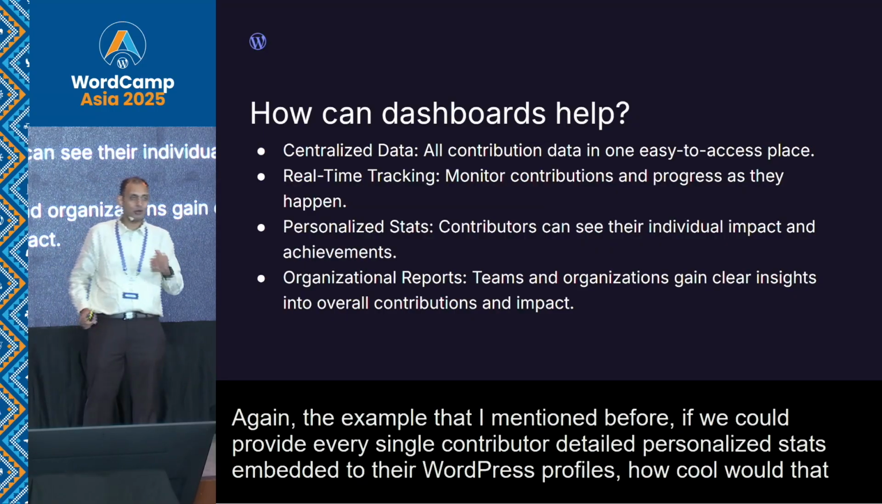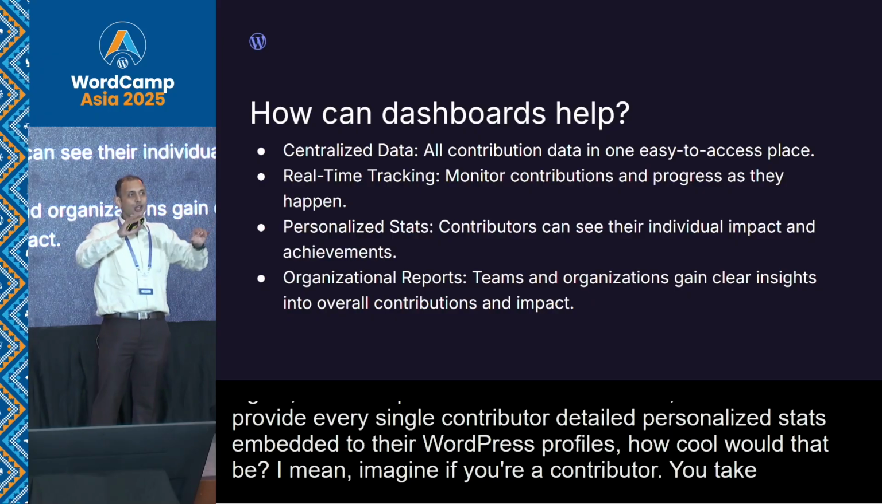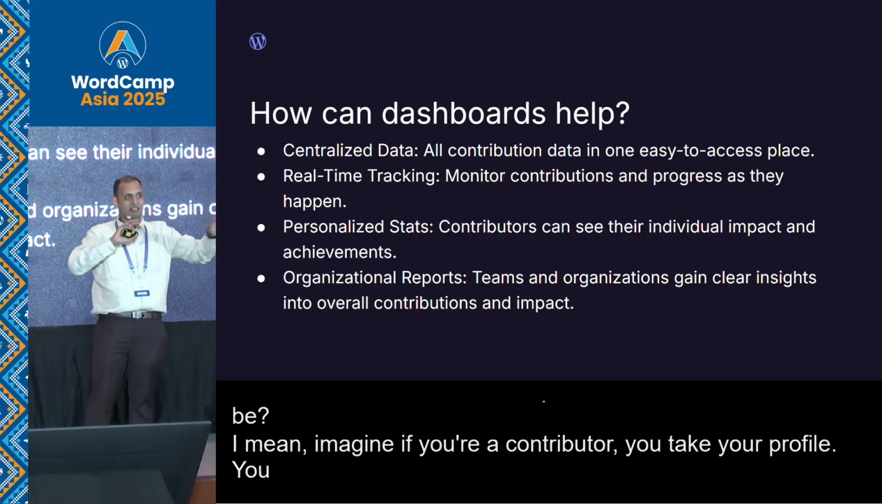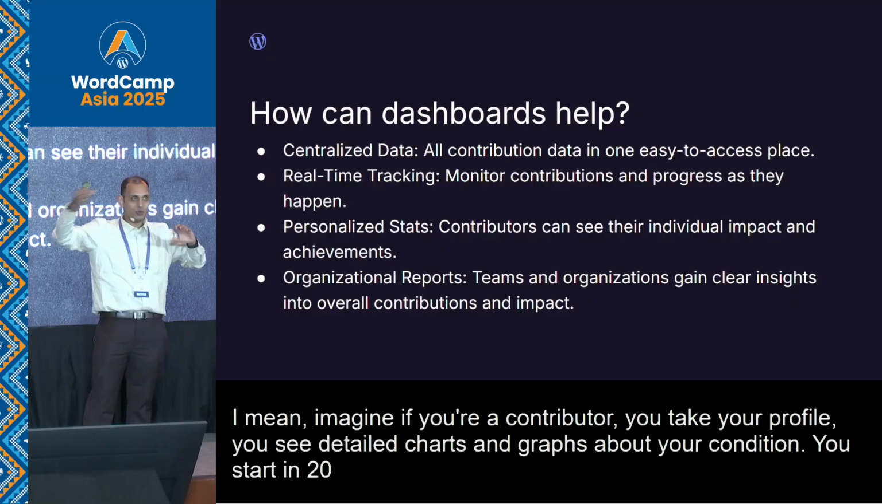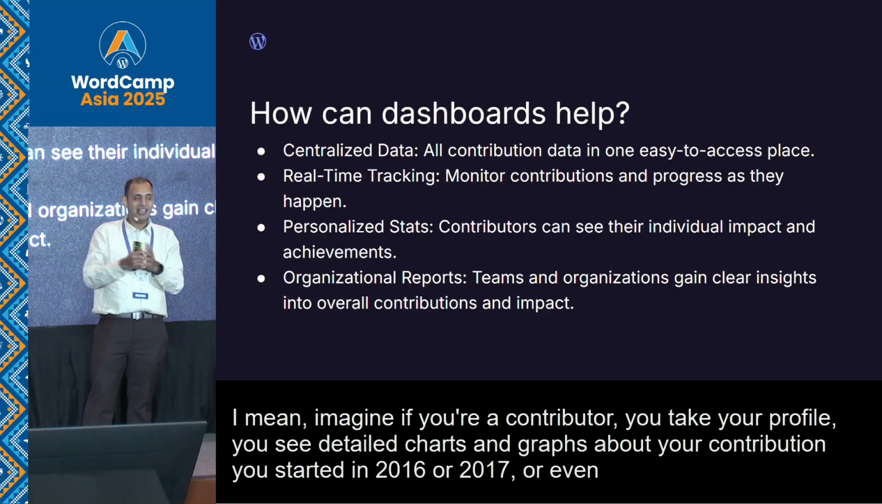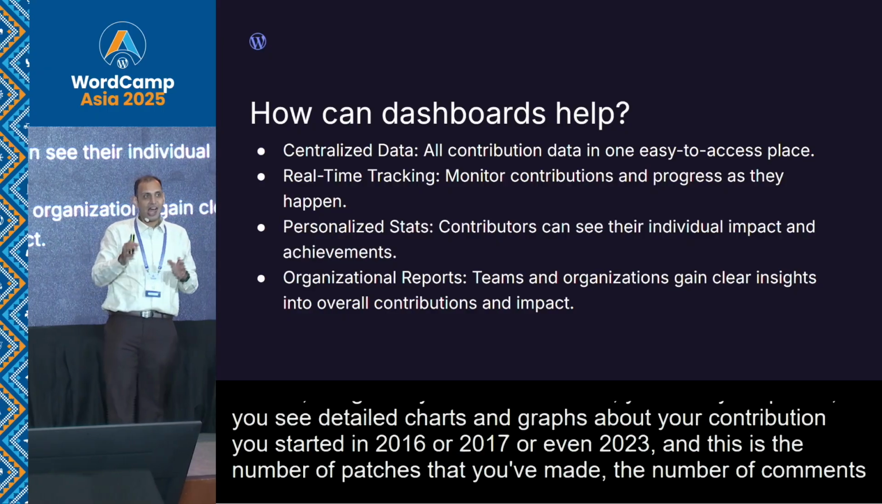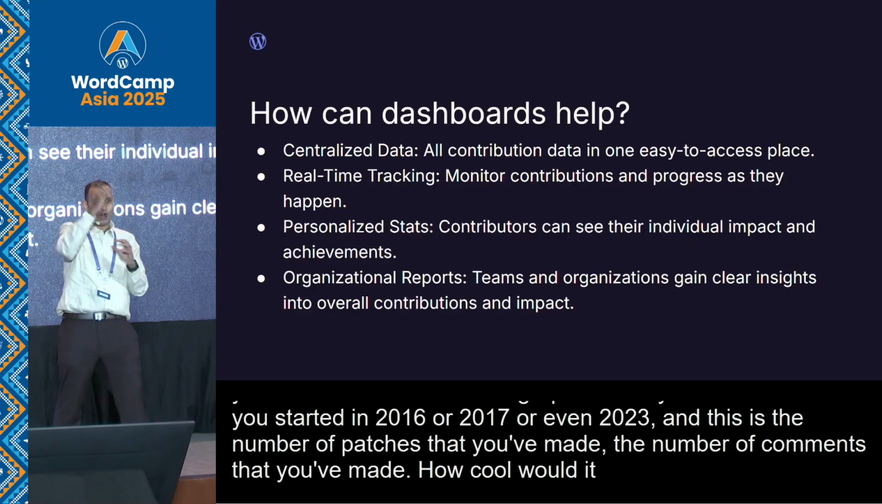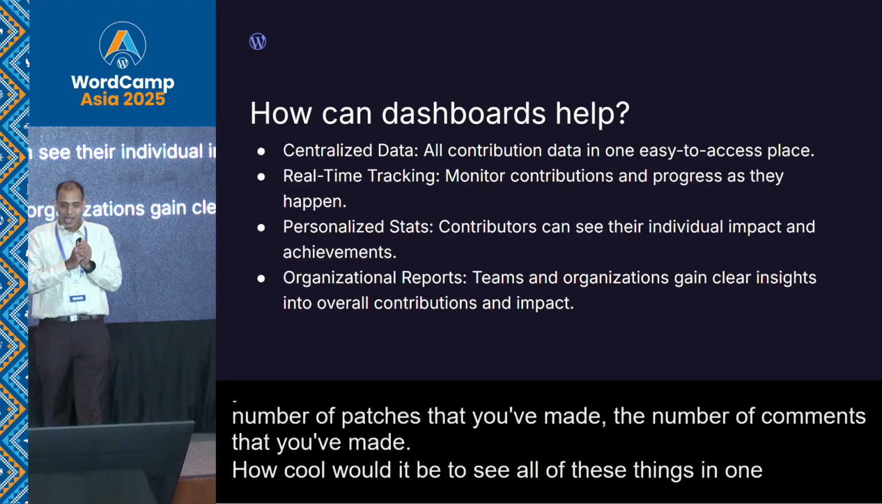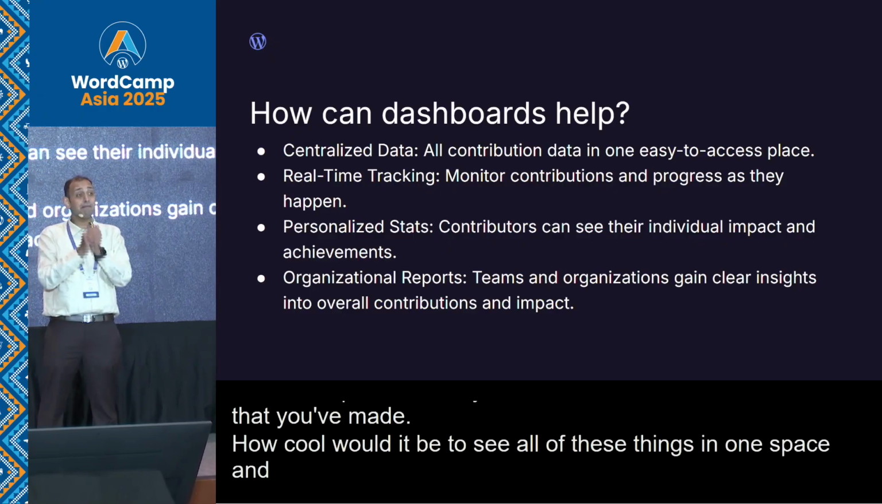I mean, imagine if you're a contributor, you open your profile, you see detailed charts and graphs about your contribution. You started in 2016 or 2017 or even 2023, and this is the number of patches that you've made, this is the number of comments that you've made. How cool would it be to see all of these things in one space? And organization reports, this is important.